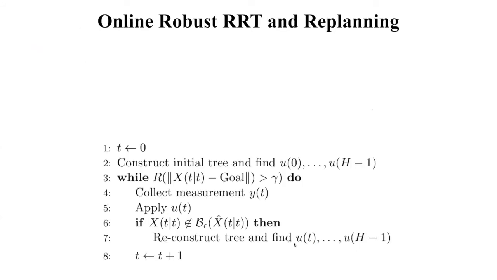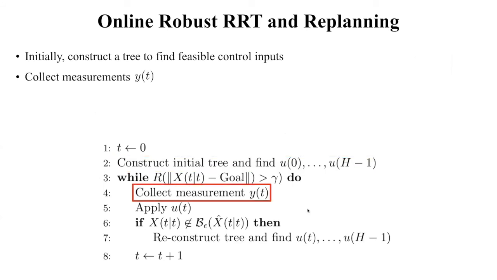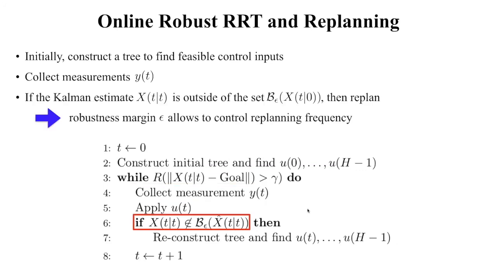Okay, so far we have talked about the offline algorithm in order how to construct a tree, and I'm now going to show a bit how we can use this in an online manner and how we can do replanning. Initially, what we do is we construct a tree to find a set of feasible control inputs, and then we execute these control inputs. We collect measurements all the time.